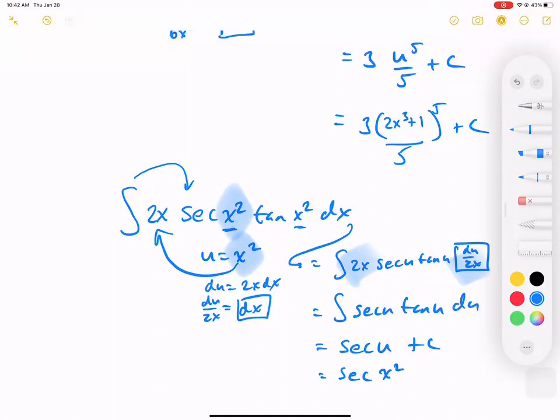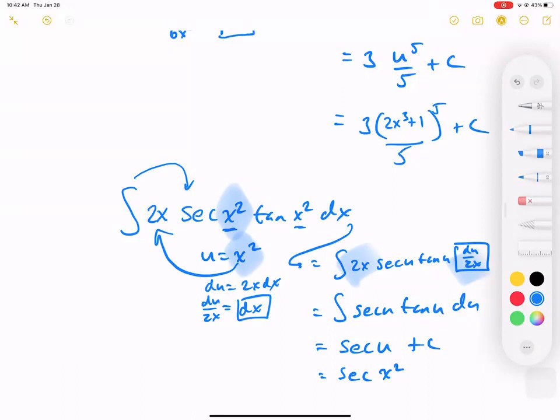We know secant u is, we said u was going to be x squared. What happened to tangent? What's the integral of secant tangent? What's the derivative of secant? Negative tangent. No, the derivative of secant is secant tangent. Excuse me. Oh, my bad. Yeah, it was that bad joke. Secant tangent. The derivative of secant is secant tangent.